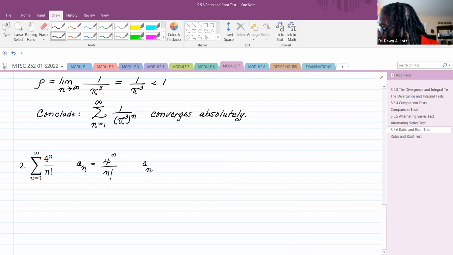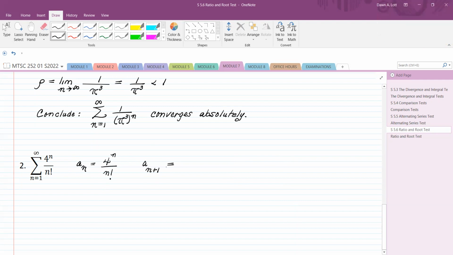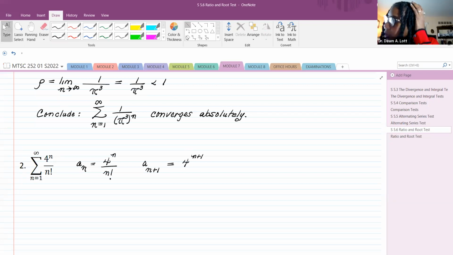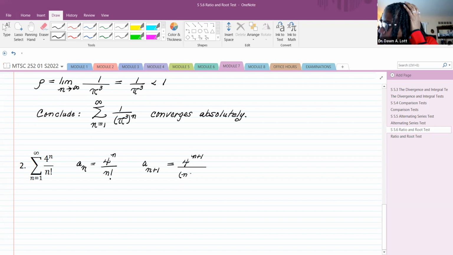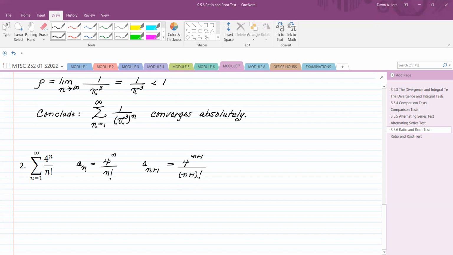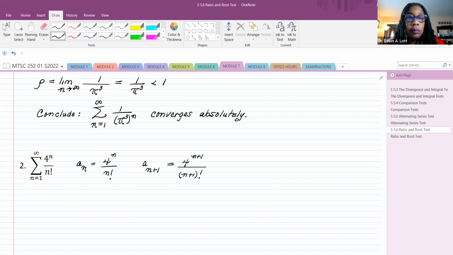And an plus 1, somebody want to tell me what an plus 1 is, please? Would it be 4n plus 1 over n factorial? What about that n in the denominator? Oh, n factorial plus 1? Almost. n plus 1 factorial. So n changes to n plus 1, that stays, and then we get the factorial. Okay, is that clear? Yeah. Okay, all right, good.